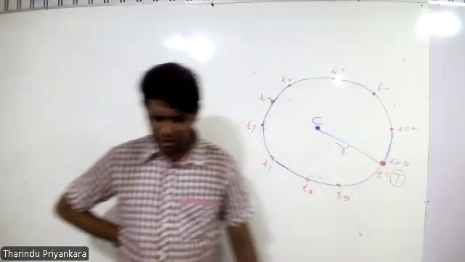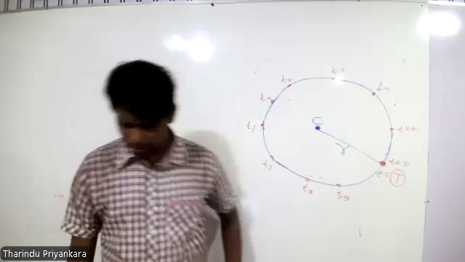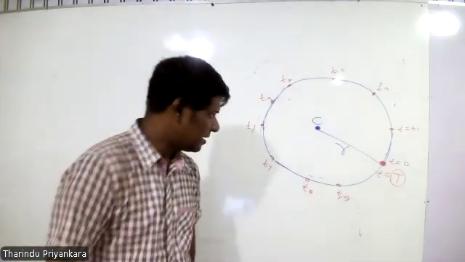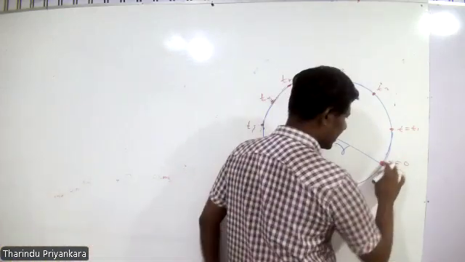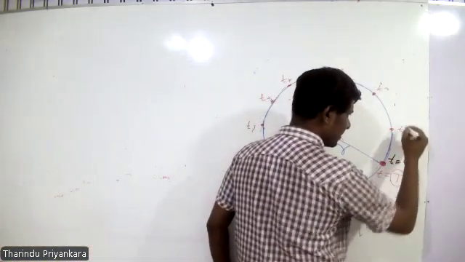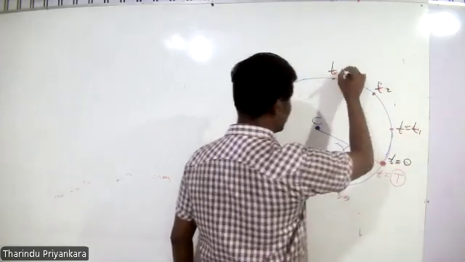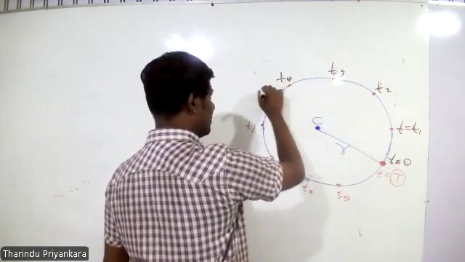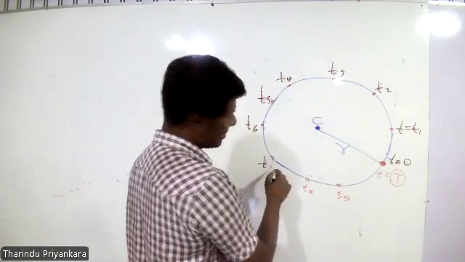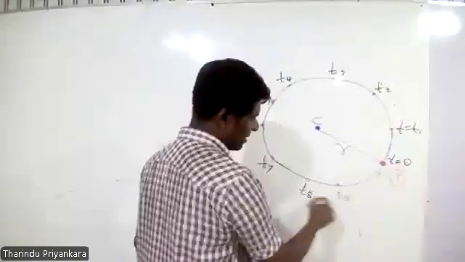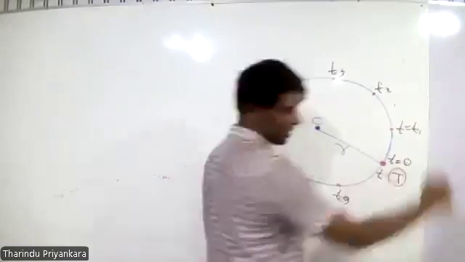Can't see what you write. Might be due to the color. It is the red color. Let me write it black. It started with t equals 0, t1, t2, t3, t4, t5, t6, t7, t8, t9, t equals capital T.